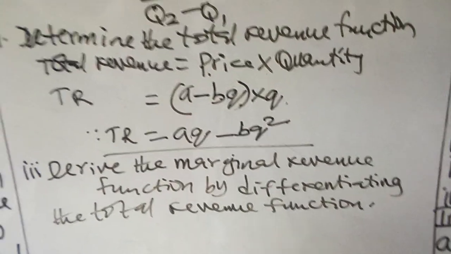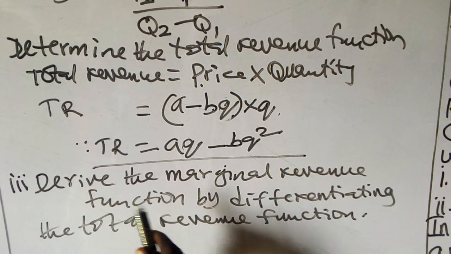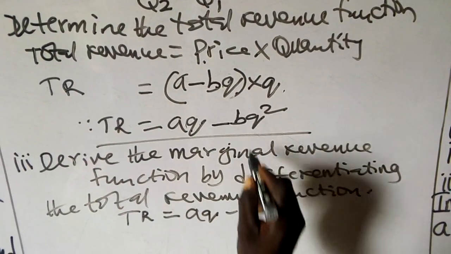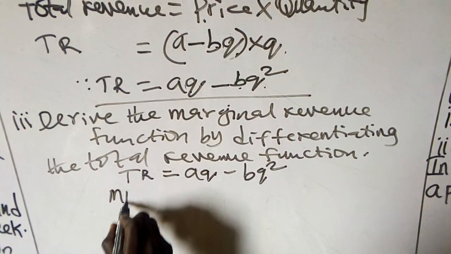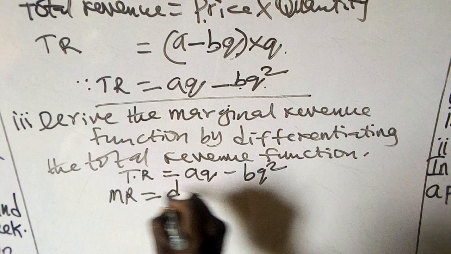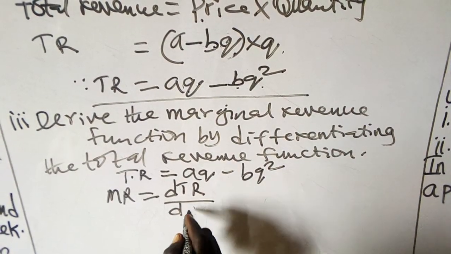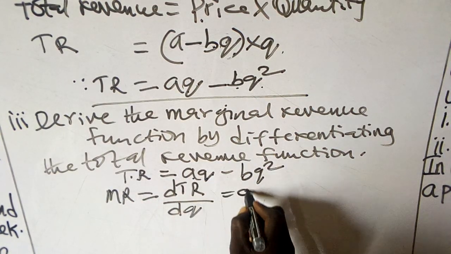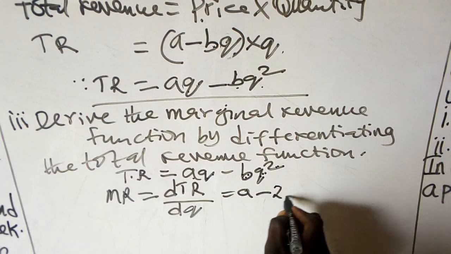If you differentiate the total revenue function, then you will get the marginal revenue function. Remember the total revenue function: TR equals AQ minus BQ squared. To get the marginal revenue, MR equals dTR/dQ, the derivative of total revenue with respect to quantity. If you differentiate AQ, it will be A, minus, if you differentiate BQ squared, you have 2 times B, which is 2BQ.